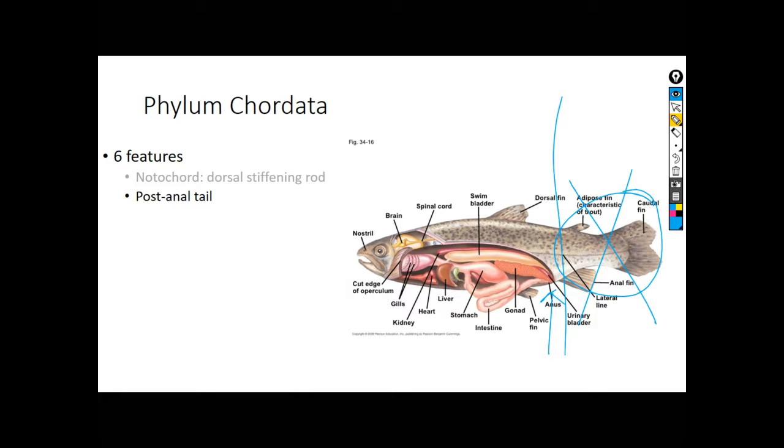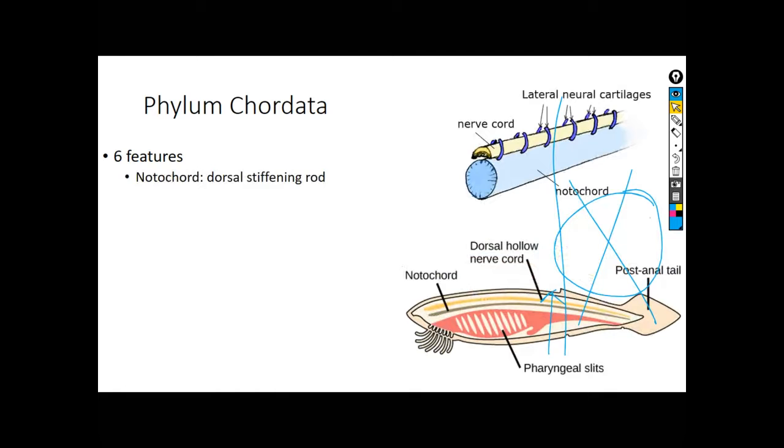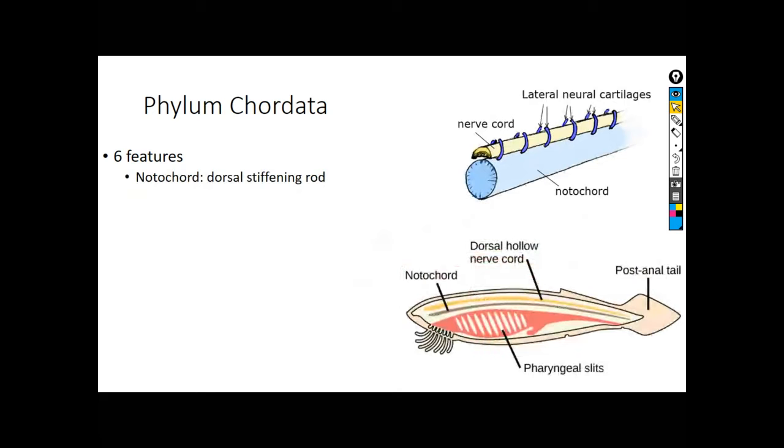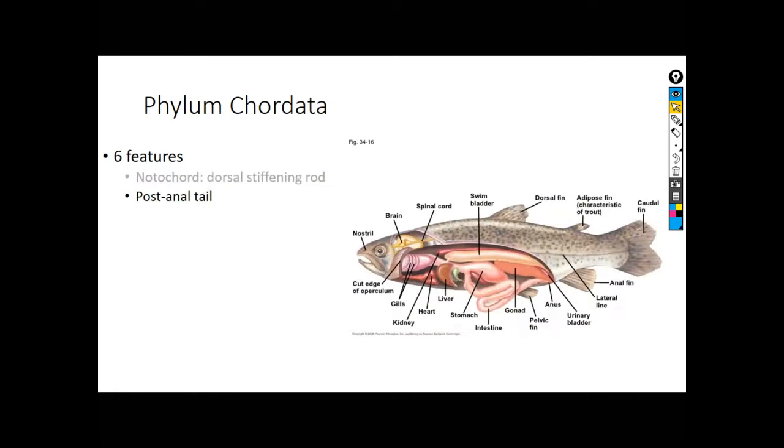Now, this particular fish I have up here, of course, has a backbone. But the fish I had in the last picture does not. We still just have that stiffening rod. We flip back, and we have that post-anal tail. Good so far? These aren't vertebrates. So we'll talk about that. So something like this is not a vertebrate. But something like this would be.